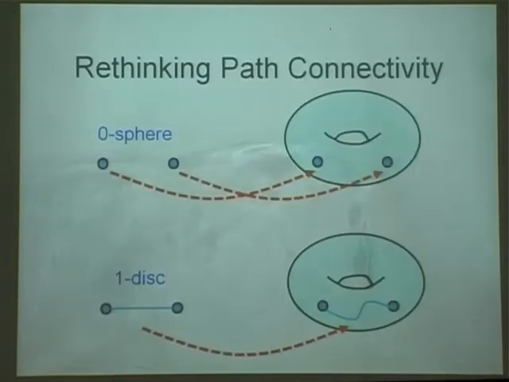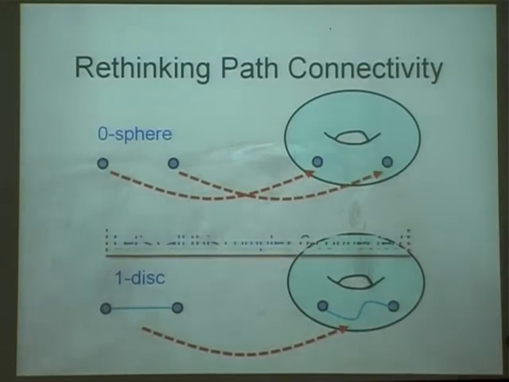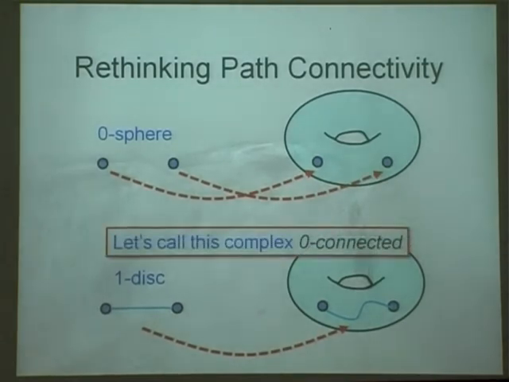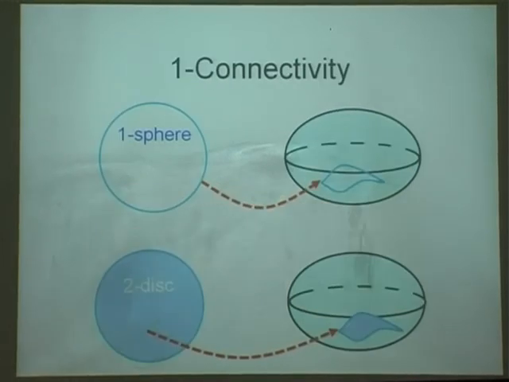And the key idea is that this notion of being path connected can be thought of as taking a zero-dimensional sphere and putting it in the complex, and then filling it into a one-dimensional disk. And this is what it means to be path connected from a topological point of view. So we'll call such a complex zero connected, or connected in dimension 0. And we can generalize this to higher dimensional spheres.